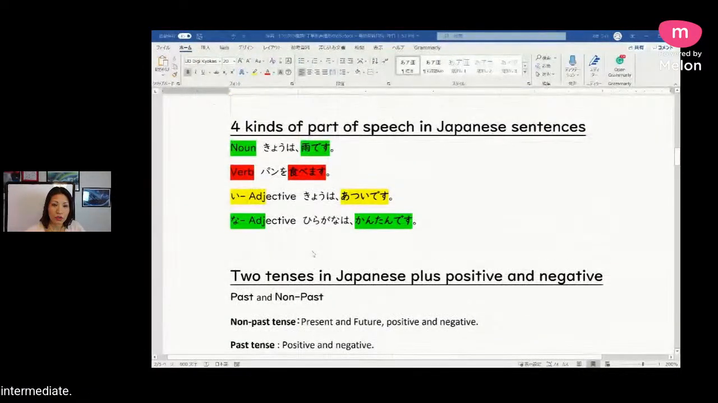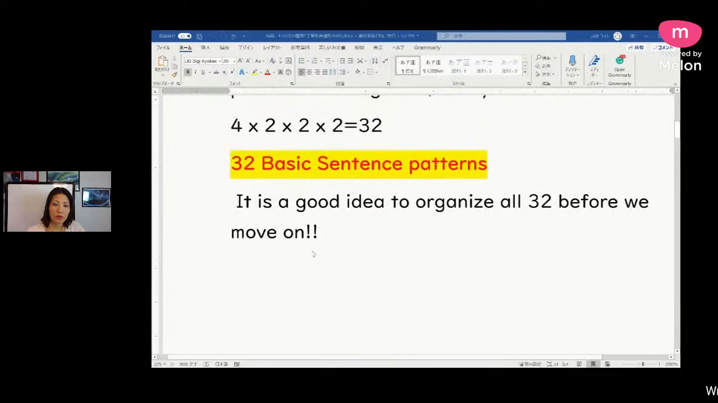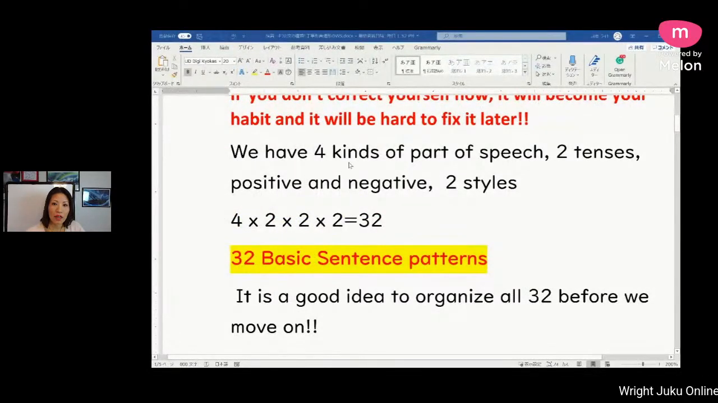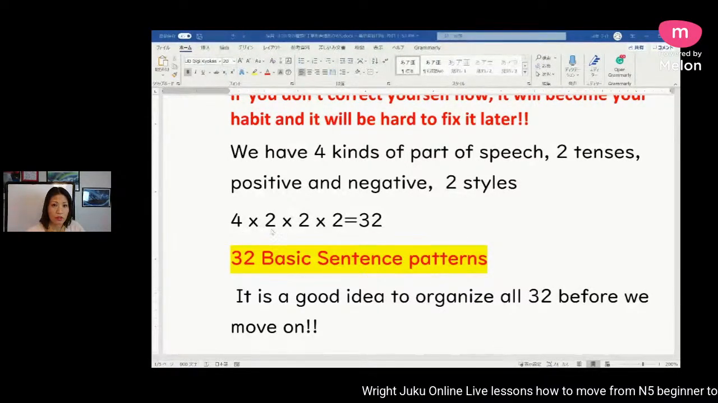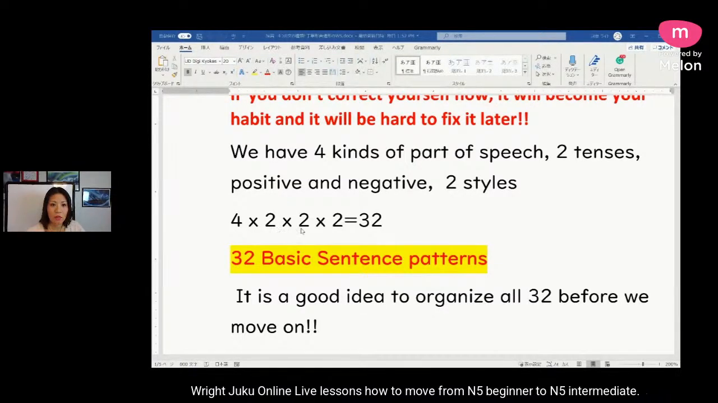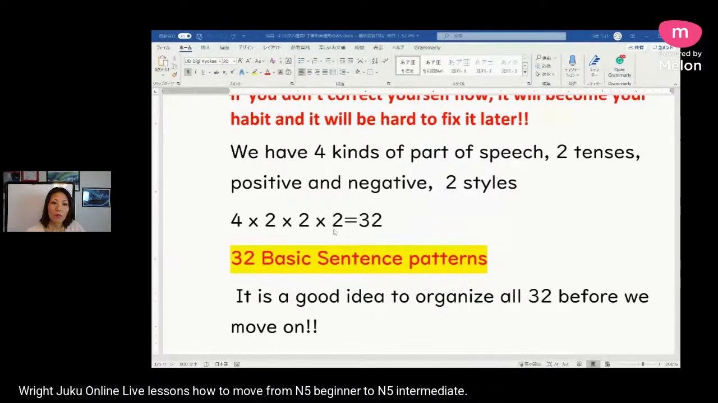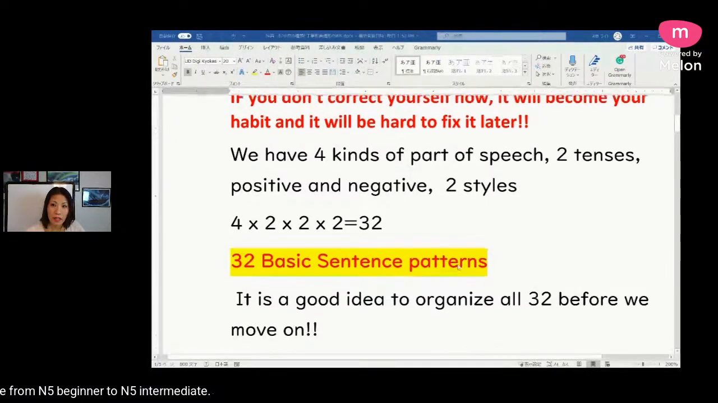All right, so to conclude, the 32 comes from here. We have 4 kinds of part of speech: noun, verb, i adjective, and na adjective. And 2 tenses, non-past and past, positive and negative, and polite form and plain form. So that's 32 basic sentence patterns. That's a lot.